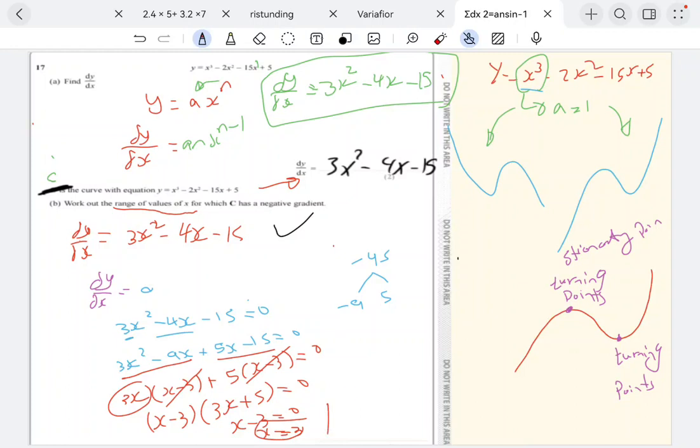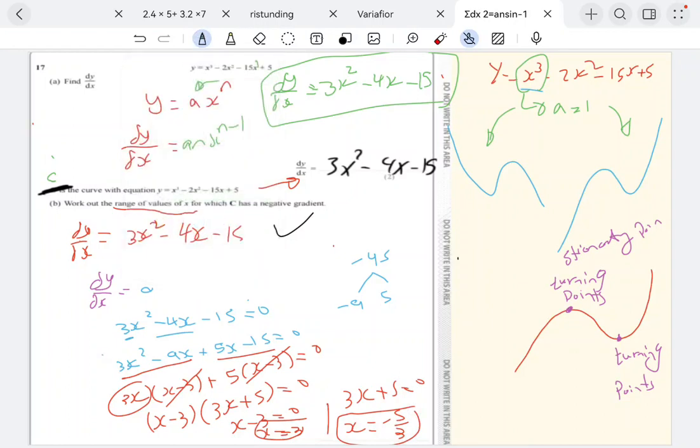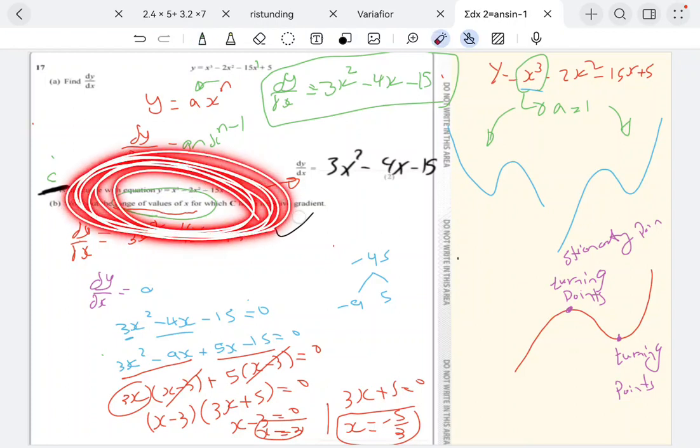x equals 3, or 3x plus 5 equals 0. Subtract 5, then divide by 3. There is no time to do this, so negative 5 over 3. That's it. So it doesn't matter now which one of them is the minimum and which one of them is the maximum. Why? Because I need the values in between. I need the range of values. I need, guys, the range of x that has negative gradient. So any value in between.